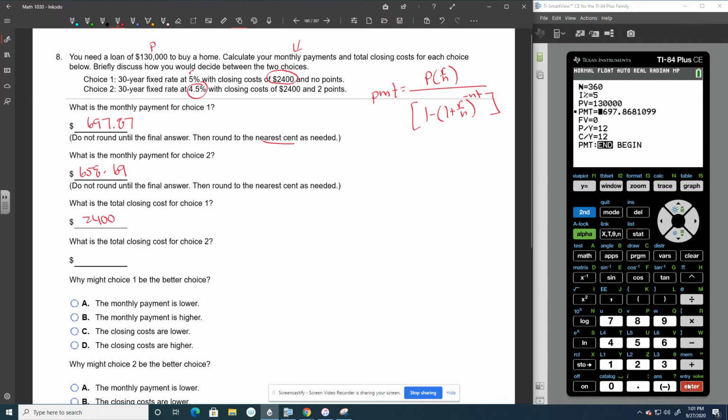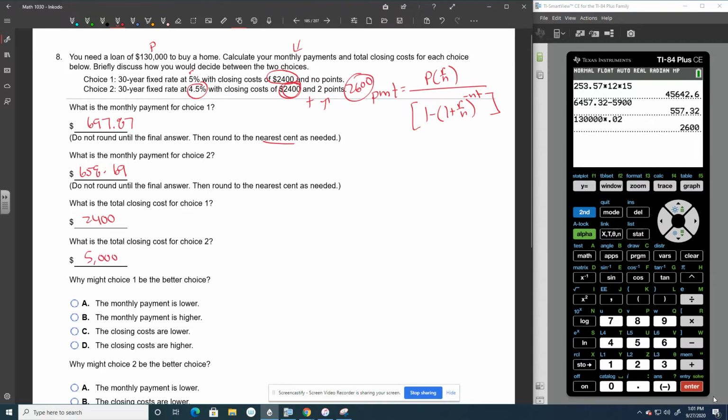The closing cost for choice 2 is $2,400, plus I have to add 2 points. And remember that what 2 points means is each point is 1% of the amount that you borrowed. So 2 points means I need to take the amount that I borrowed and times it by 0.02. 2 points is 2%. So that's going to be $2,600. So the closing cost for choice 2 is the $2,400 plus the $2,600, which is $5,000.